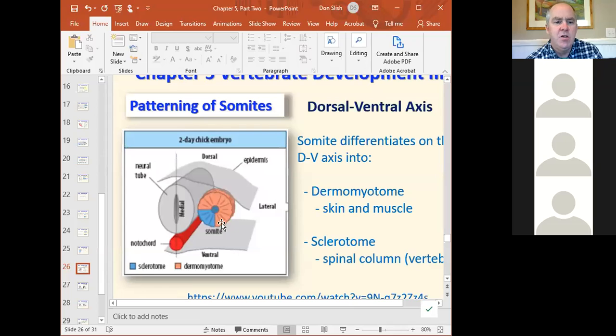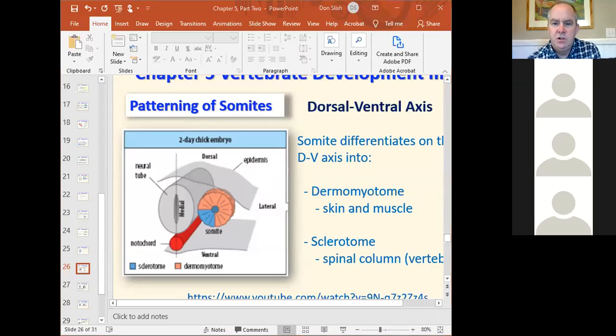And then the other part, the yellow part, is dermomyotome. And you can tell from the name itself that you've got two different tissues there. Dermo meaning skin, myo meaning muscle. So you've got both skin and muscle forming here in the top part of this somite. And what that differentiates into depends on signaling that's happening at the time.